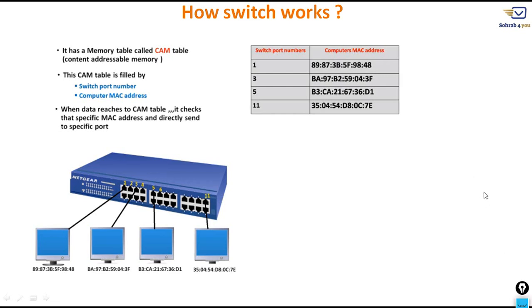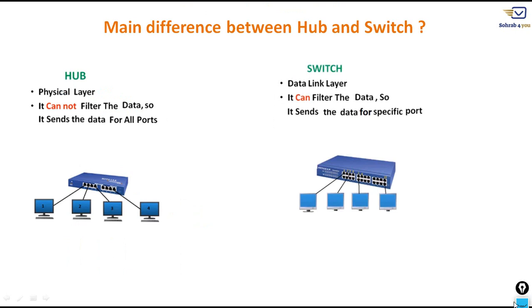So let's move to the next topic. Now we are going to talk about the difference between hub and switch. Here is the hub, and this is the switch. Guys, the hub belongs to the physical layer. The switch is a device which belongs to the data link layer. The hub cannot filter the data, so it sends the data to all ports. Remember, the hub is not that intelligent. It doesn't have a CAM table to check which port to send to. So when data comes to the hub, it sends to everyone.